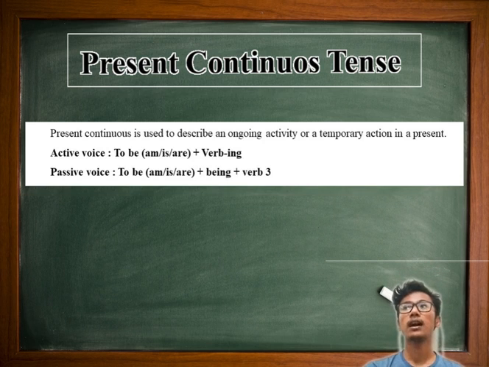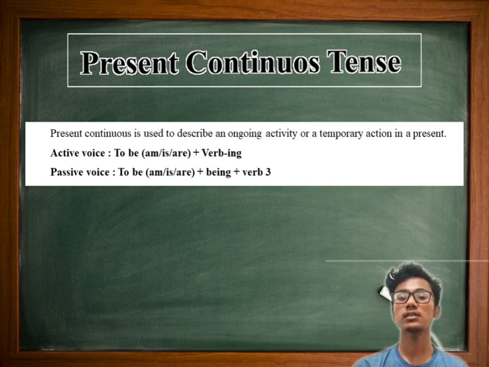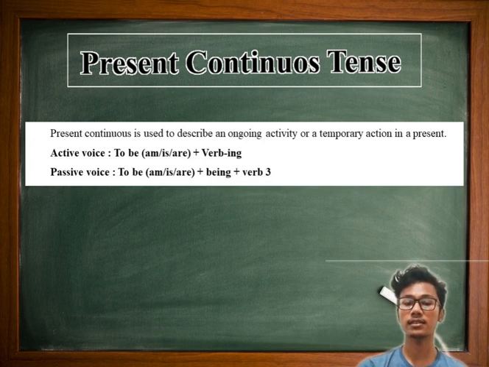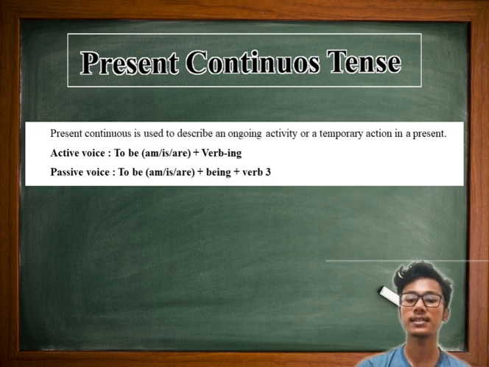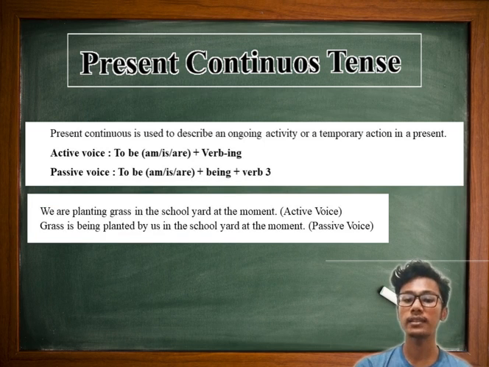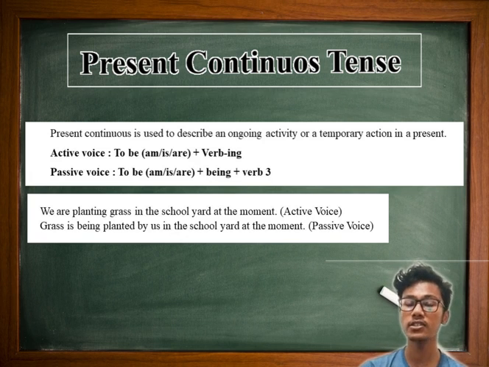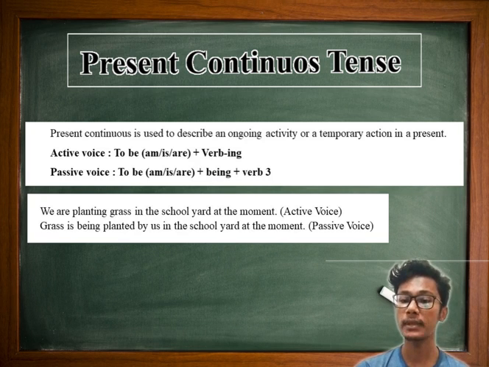Okay, I will give you some examples about passive voice in present continuous tense. Okay, the first is, we are planting grass in the schoolyard at the moment. This is active voice. Then we change into passive voice. It will be, grass is being planted by us in the schoolyard at the moment.